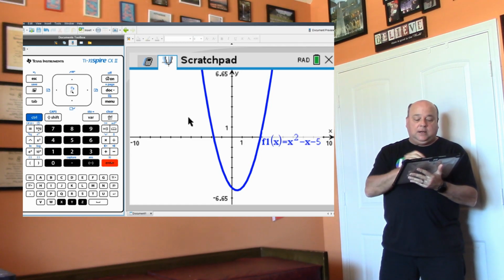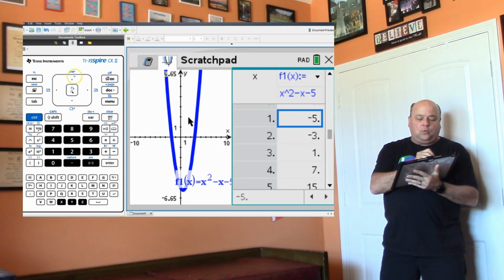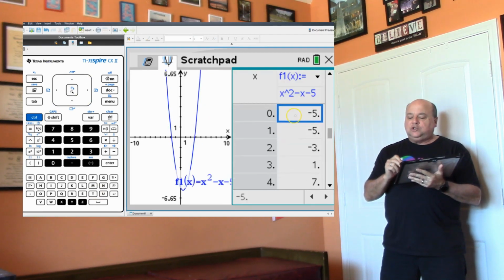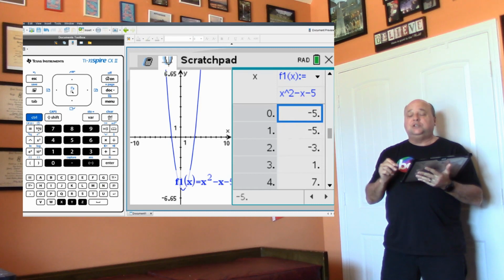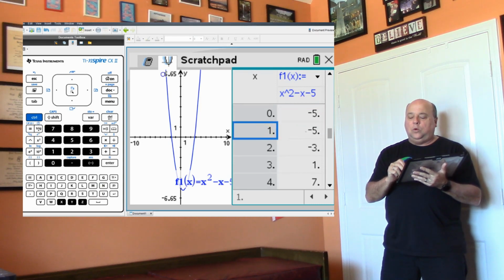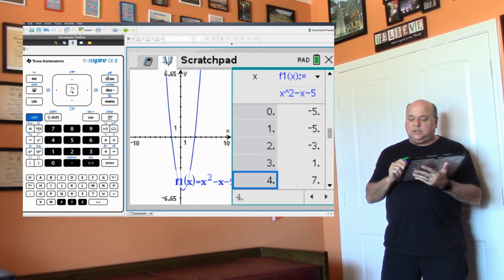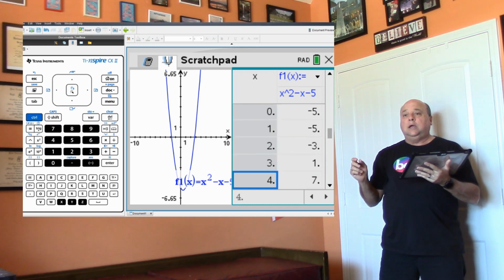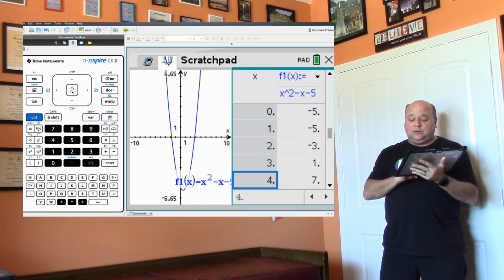Hit control. Now let's do control T. That gives us our table, and right here are the answers. So if I input 0, my answer is negative 5. If I input 1, my answer is negative 5. Notice none of these are equal to 0 on the right, are they? Okay, so the 0 is going to be a decimal answer on this.